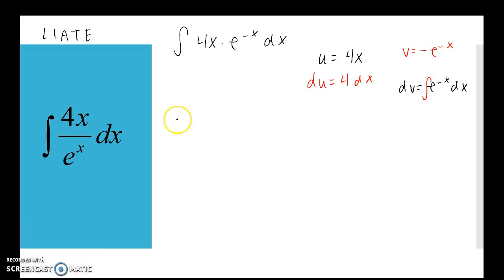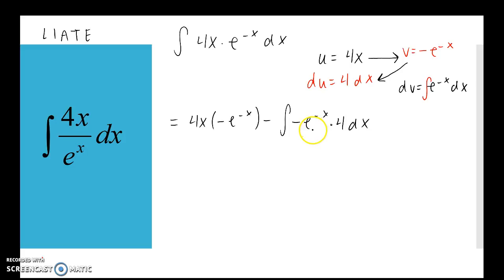Okay, now the rule says the antiderivative is u times v minus the antiderivative of v times du. So just filling it in, u times v minus the antiderivative of v times du. Now let's clean this up. Negative 4x e to the negative x. I'm going to bring that negative out front and the 4. So now I'm just integrating e to the negative x.